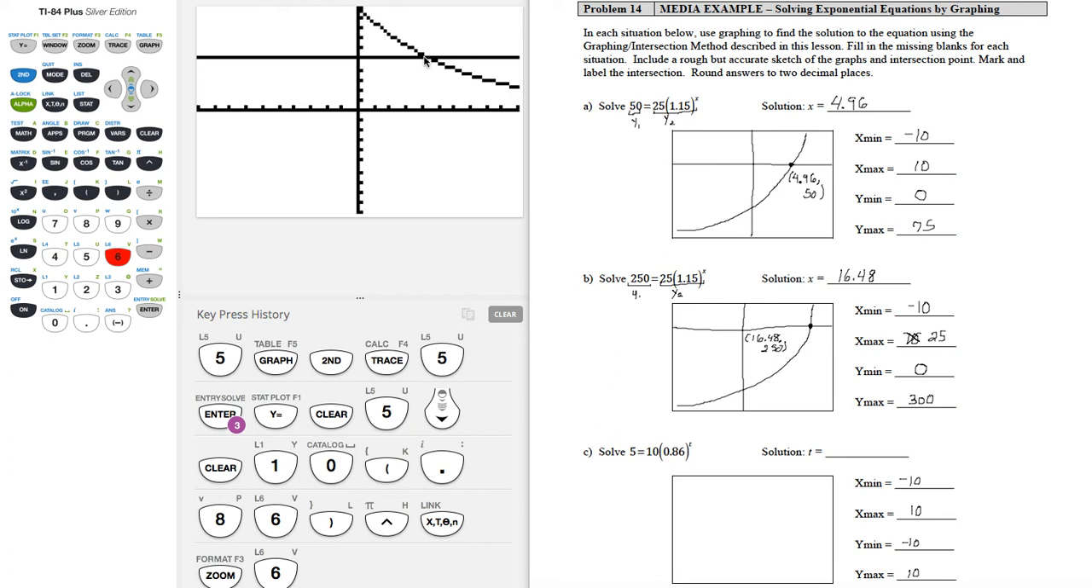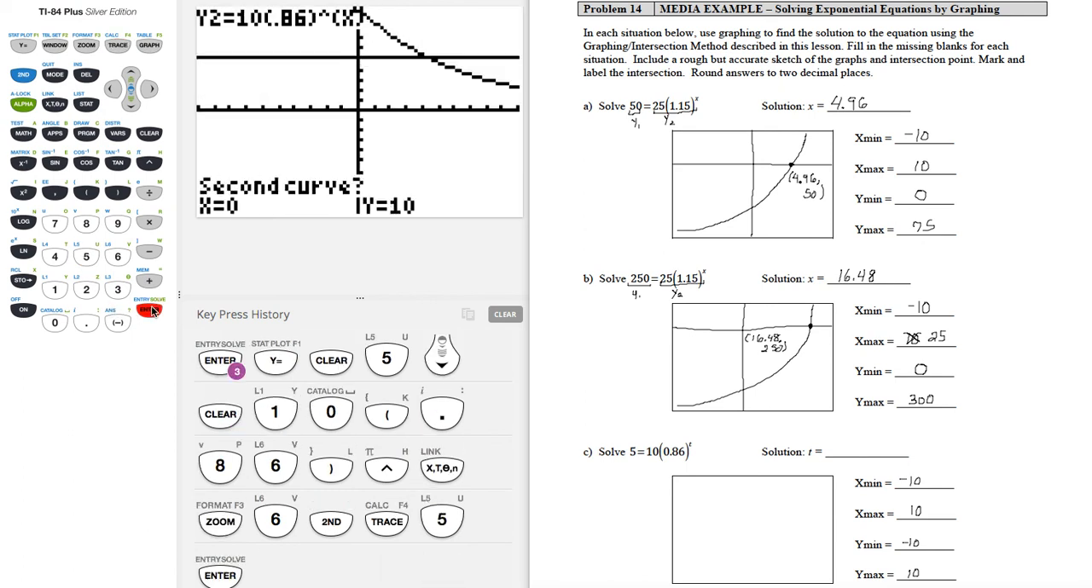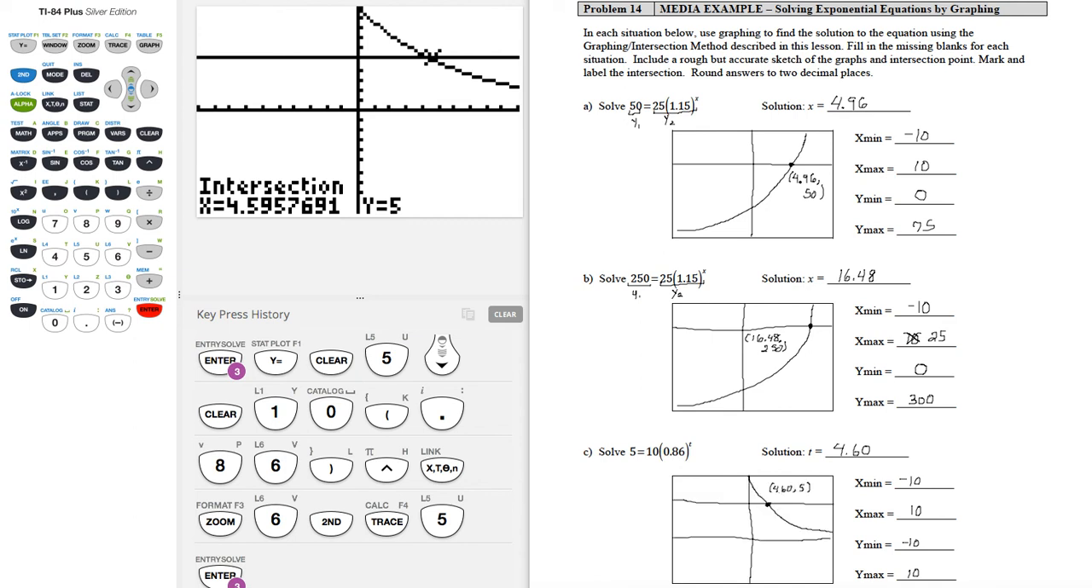I can see my intersection here, so I can run the second calc 5 intersection process and determine the intersection. The solution then, rounded to 2 decimals, is t equals 4.60. So this window is going to be fine. You might want to pause the video to transcribe your graph and then see what I come up with on mine. So all I did was to transcribe the graph here.